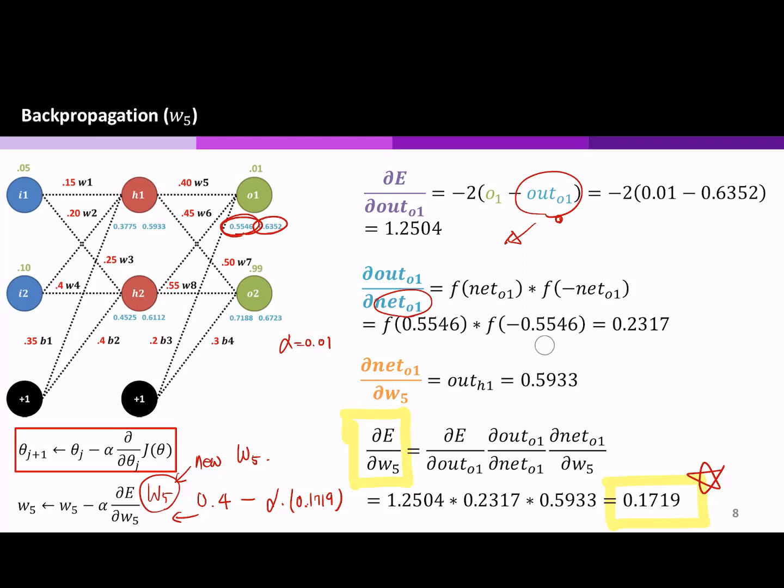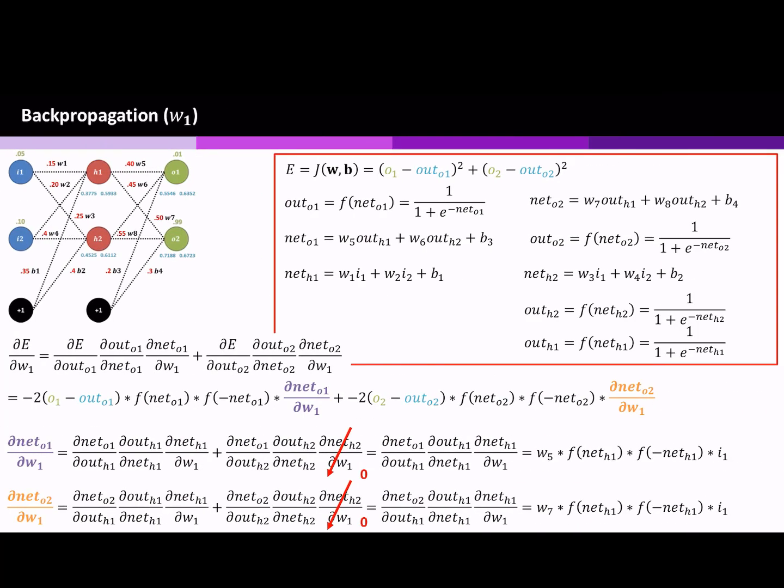Let's move on to how to compute W1. W1 is the weight parameter placed here. E is the function like this, right? E is the cost function. So here, it's a function of the outputs, output O1 and output O2. So you can represent this one using two terms.